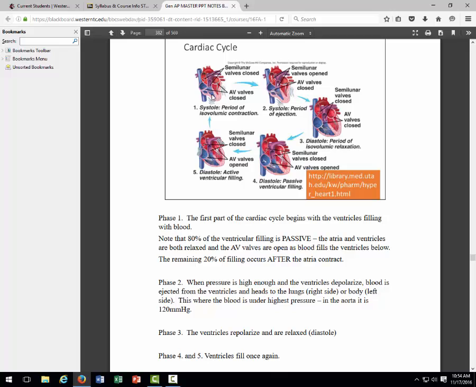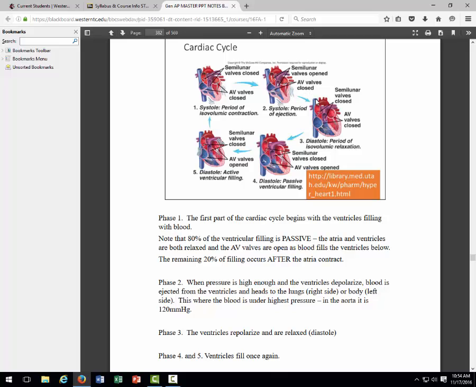So we call that short period of time when the semilunar valves have not opened yet at the base of the aorta and the pulmonary artery, and the AV valves are also closed, the period of isovolumic contraction. The chambers are a closed unit here at the bottom of the heart, the ventricles. So that's the first heart sound at the end of that period. Then pressure is high enough to force those valves open at the base of the aorta and the pulmonary artery, and that's called the ejection phase. So blood is actively leaving the heart.